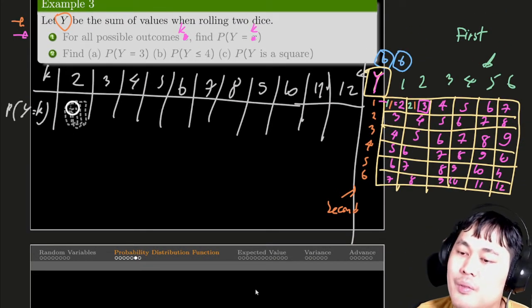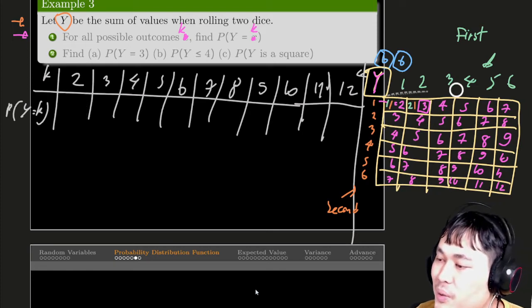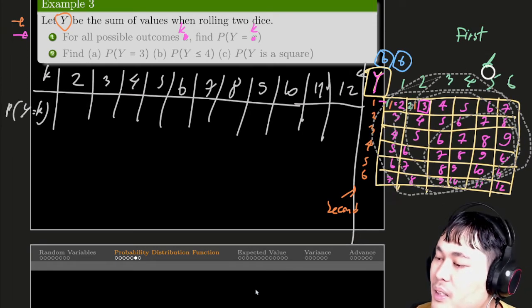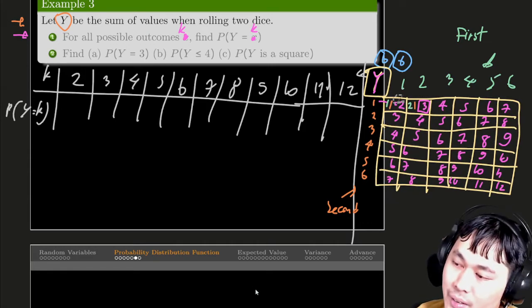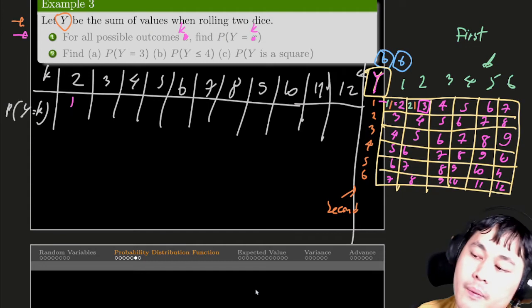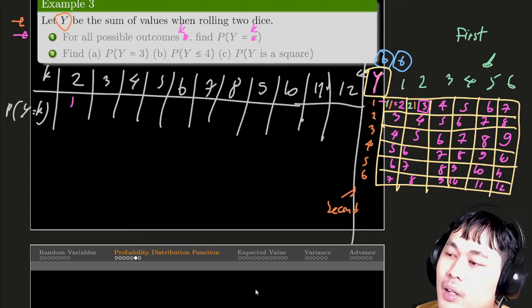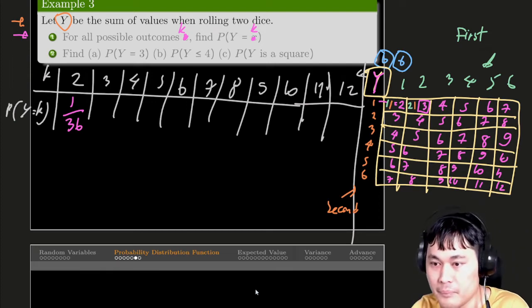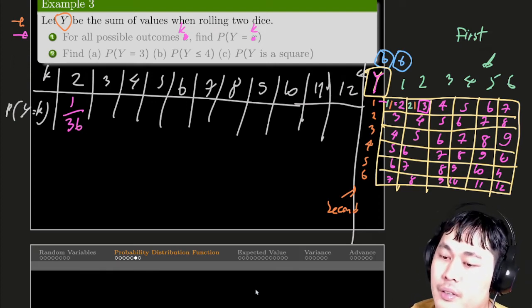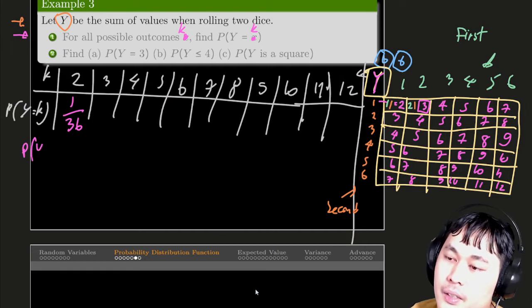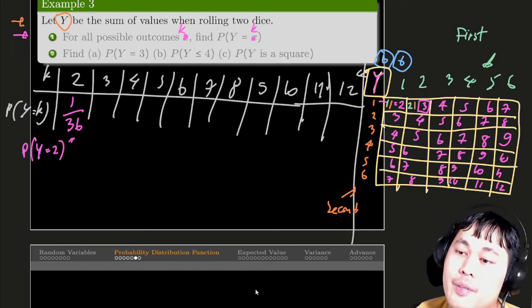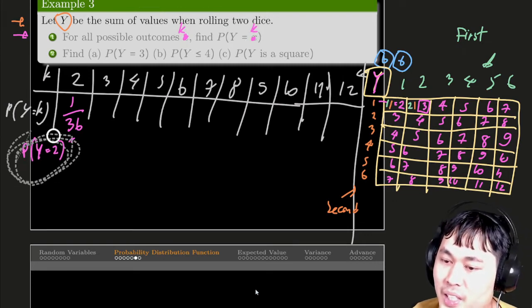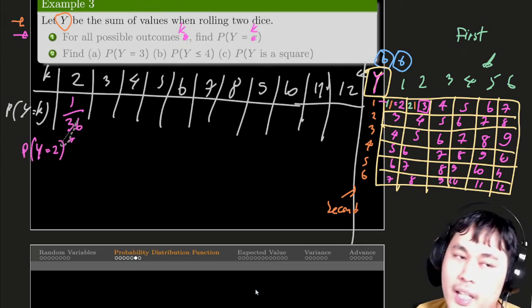The first entry is when y is 2, and then you look at this whole table and count. How many cases are there that the sum is 2? The answer is 1. There's only one particular case out of 36 cases. So we have 1 over 36. This is the case when the sum of two dice is 2. We abbreviate the whole sentence into just this notation, and then we can compute that.